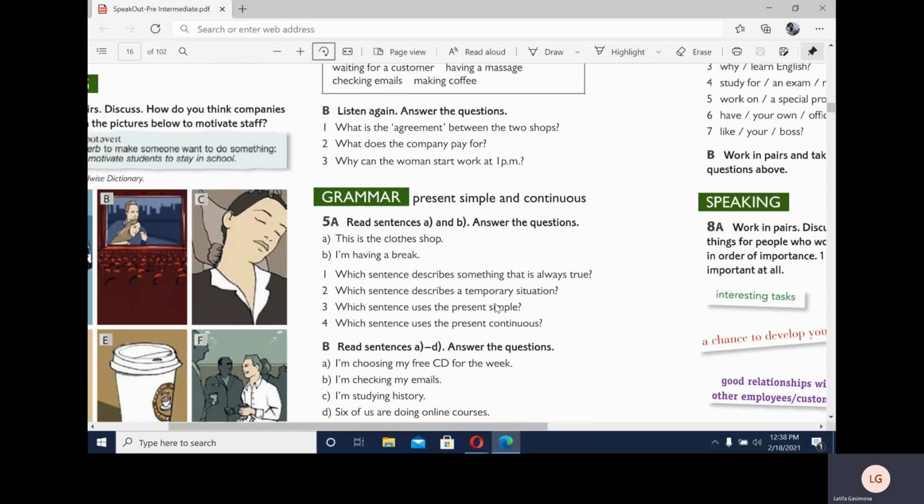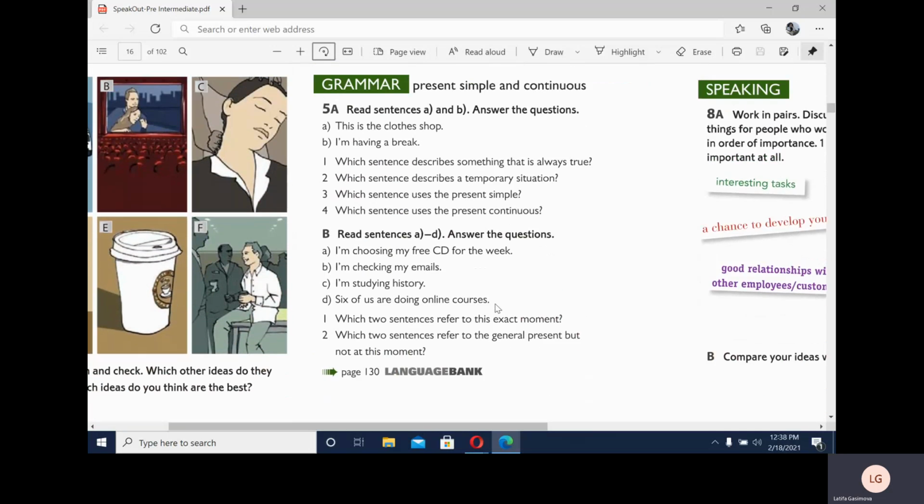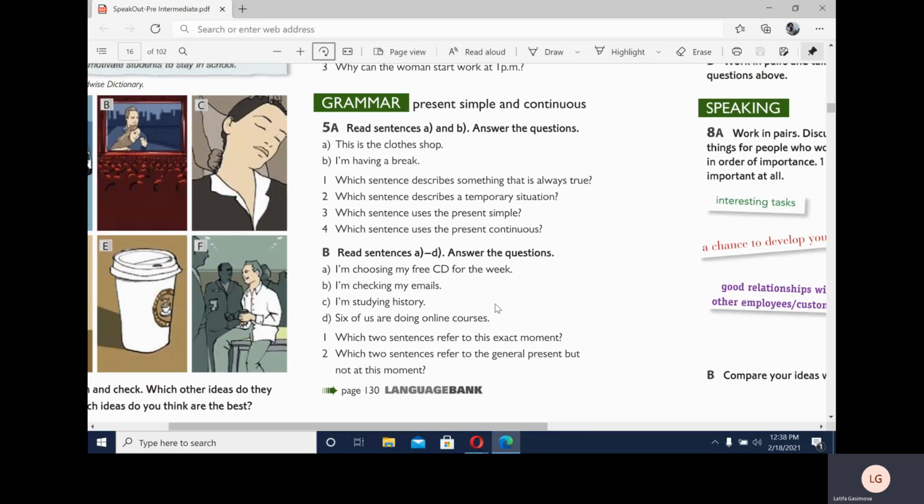Okay, so let's get going. We have some grammar rules. Now we're going to go to page 130 to get more insights on these rules. Let's get going.